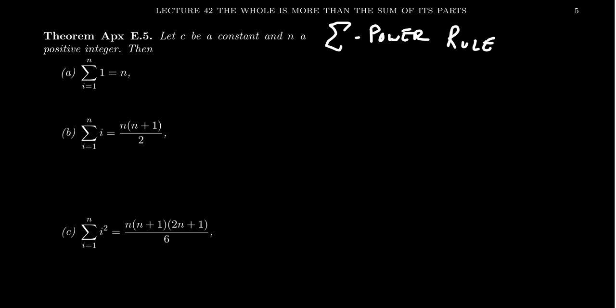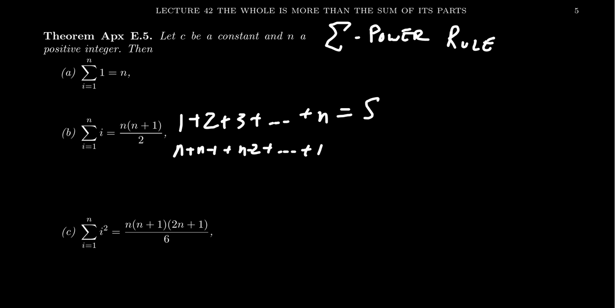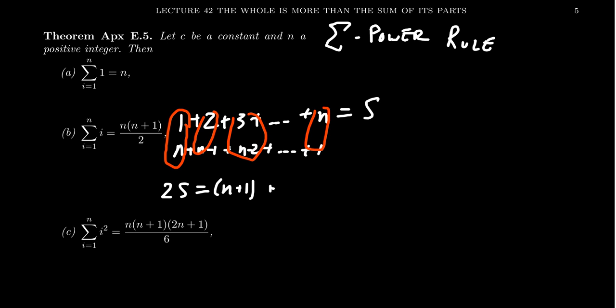If you take the sum 1 plus 2 plus 3 and you go up to n, let's write this thing backwards. We're going to call this thing s for sum. If you write it backwards, you get n plus n minus 1 plus n minus 2 all the way down to 1. And the same thing is going to happen. When you put these things in pairs, you're going to get n plus 1, n plus 1, n plus 1, n plus 1. So you end up, twice the sum is going to equal n plus 1, you get it once, plus n plus 1, you get it twice.